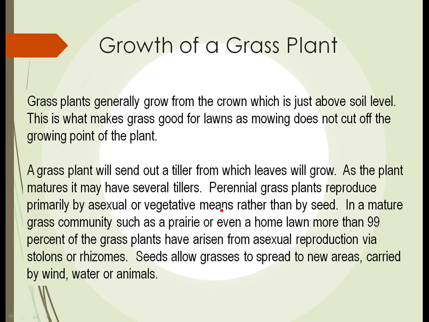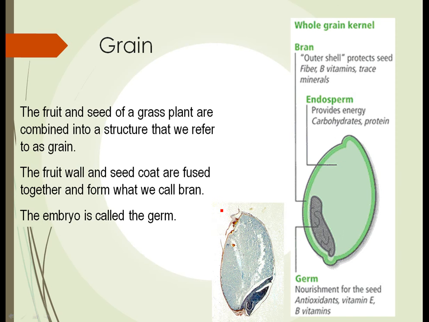Grasses typically use seeds to allow them to spread to new areas, carried by wind or animals or water, till they land in a suitable position for growth. So in a mature community, most of the grass plants have arisen asexually.